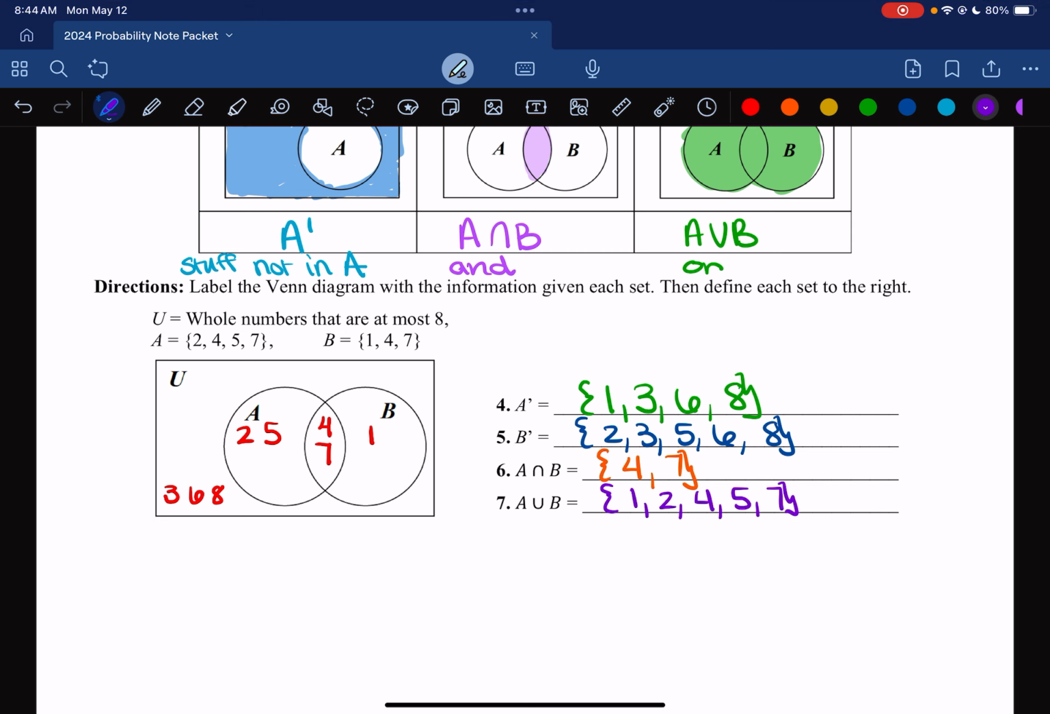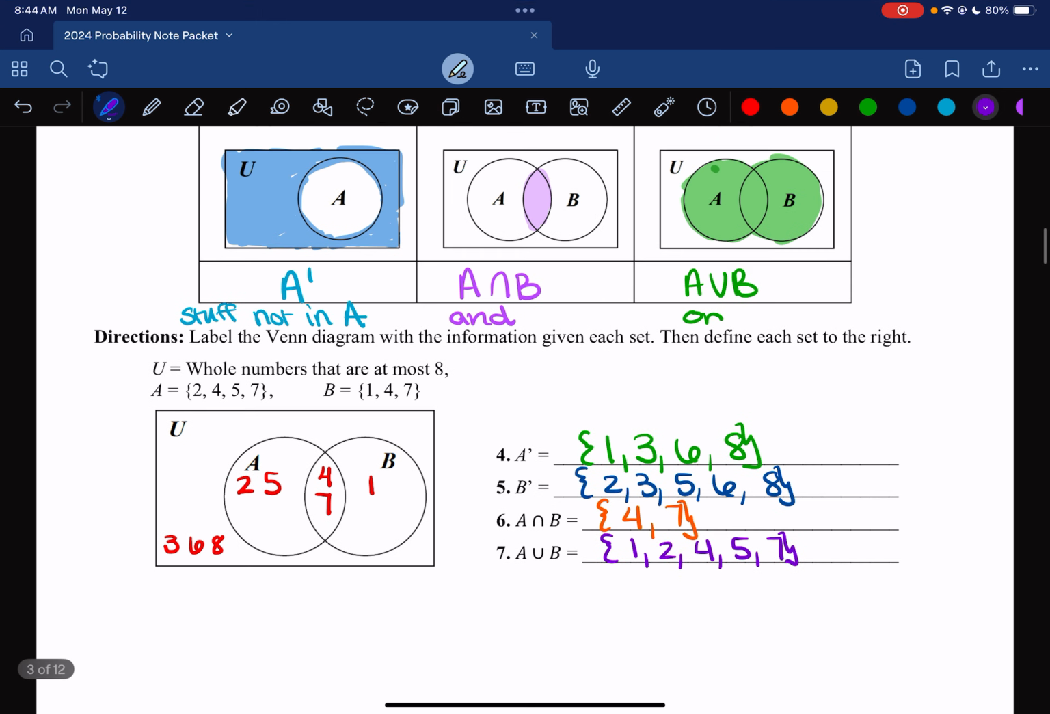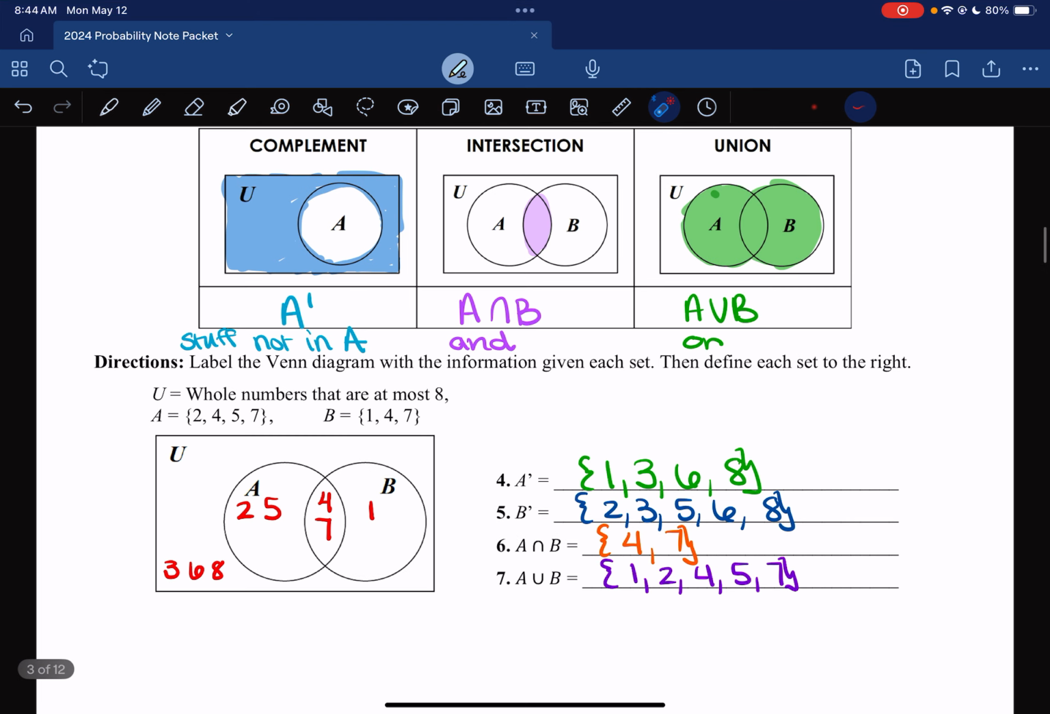And I don't know if I said this or not, but I can't remember. When we are listing our sets, we always want to go from smallest to biggest. So as I did in these examples, we always start with the smallest number and put them in order. And that is it for today's notes.